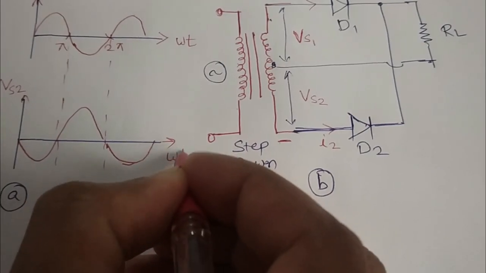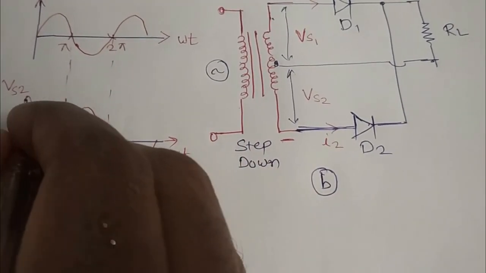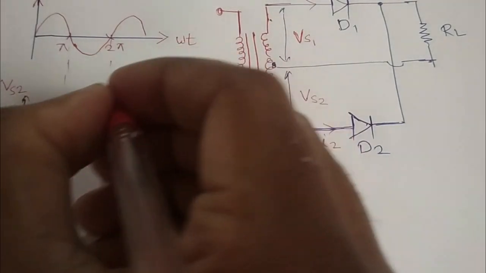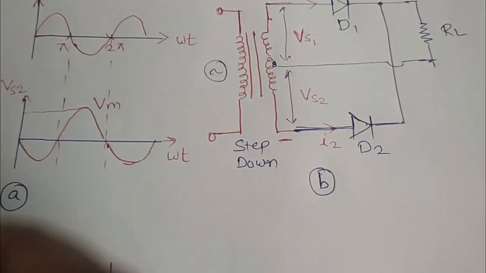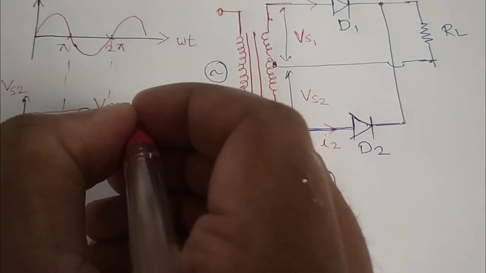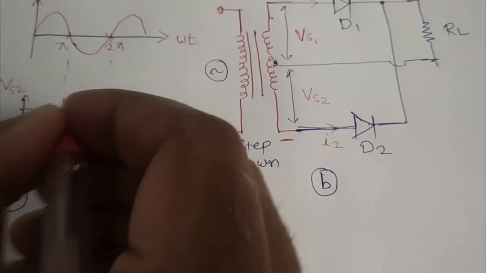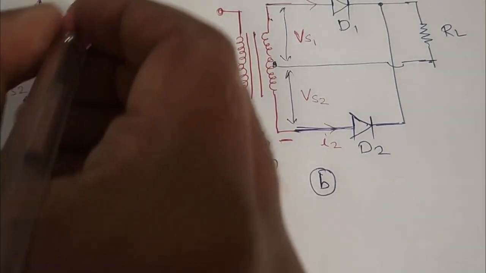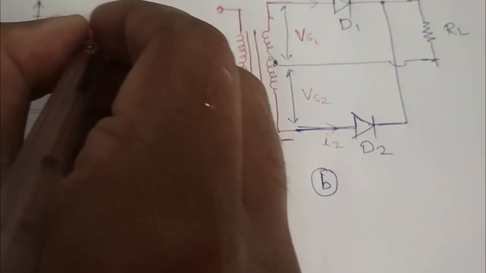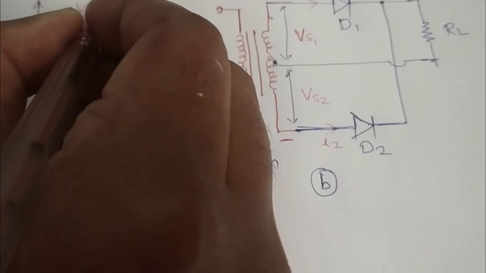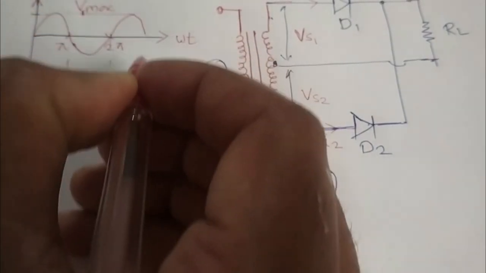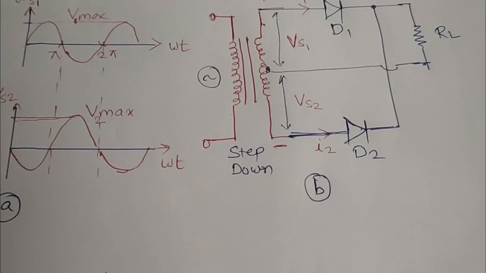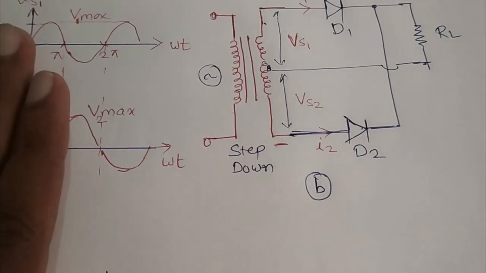So this is VS2. This is the maximum value of VS. In a few books it is written as VM, or somewhere it will be written as Vmax, the maximum value, or it can also be written as VS2 max. So here also this level is Vmax. So this is V1, this is V2, right?